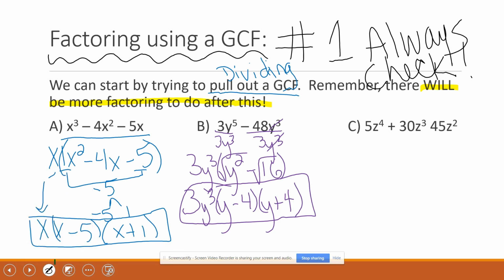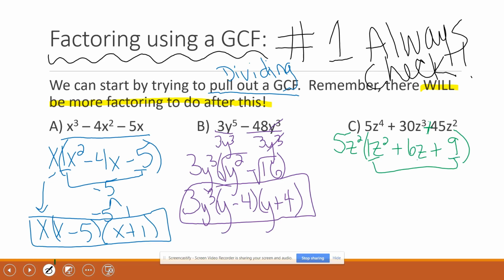All right, example C. We're missing a plus sign here. I apologize for that. Go ahead and add that plus sign in there. And then our greatest common factor is going to be 5z squared. So we're left with z squared plus 6z plus 9.